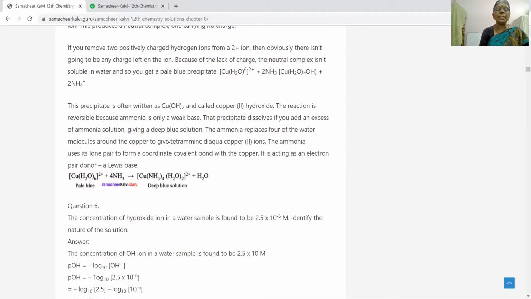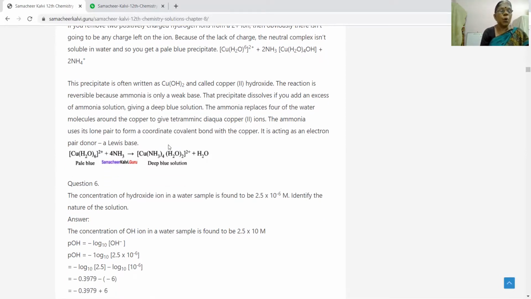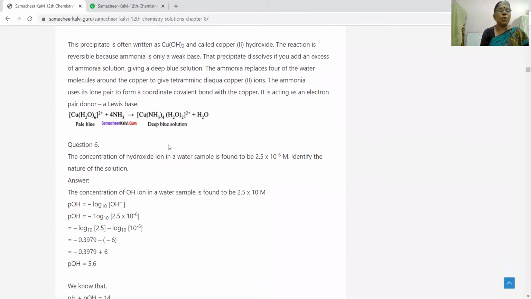The ammonia replaces 4 of the water molecules around the copper to give the tetraammine diaqua copper 2 ion. The ammonia uses its lone pair to form a coordinate covalent bond with copper. It is acting as an electron pair donor and a Lewis base. Cu(H2O)6 2 plus plus 4 ammonia gives Cu(NH3)4(H2O)2 2 plus, that is the 2 plus cation, plus water.